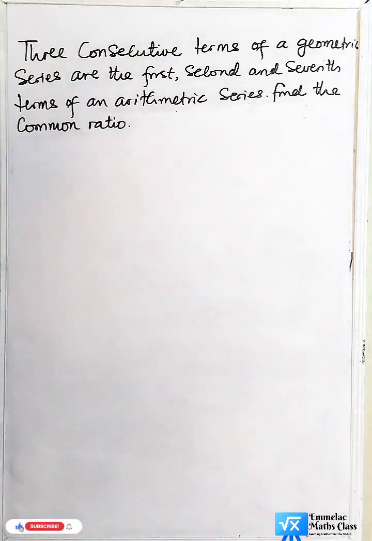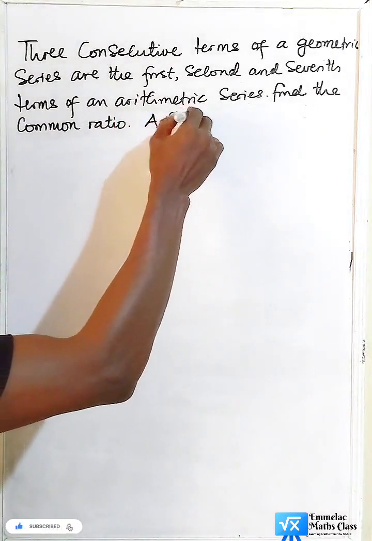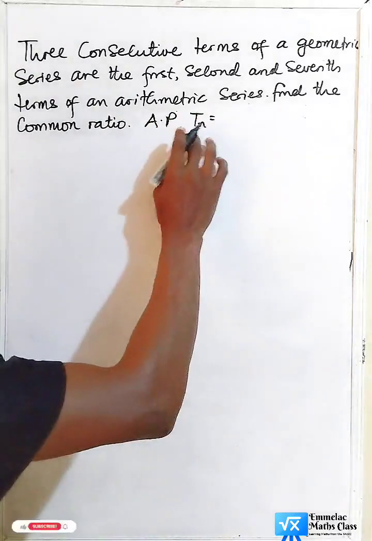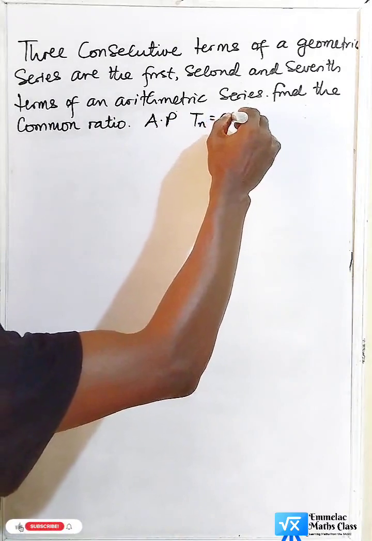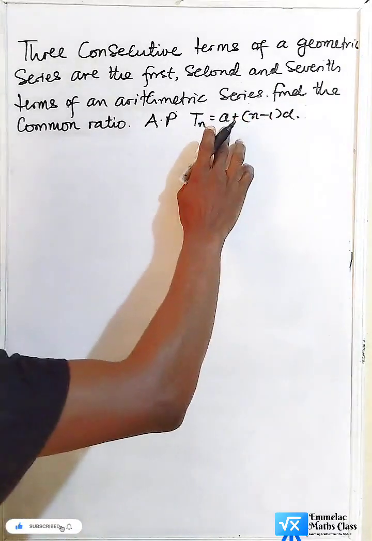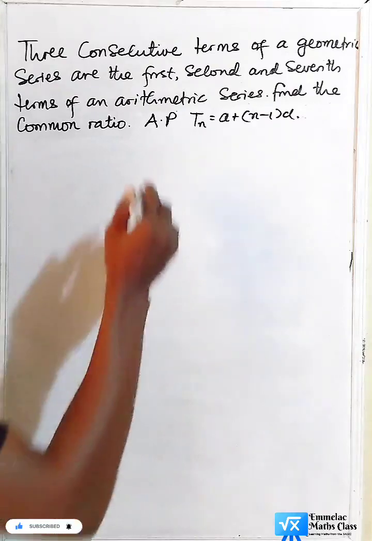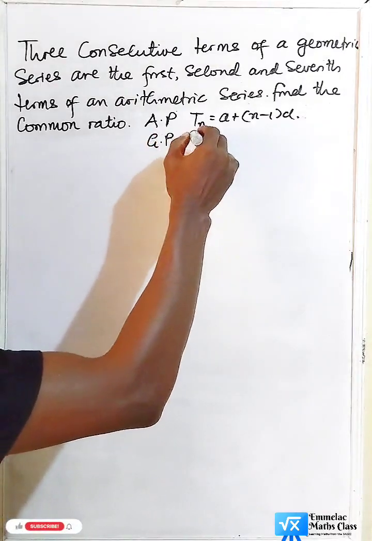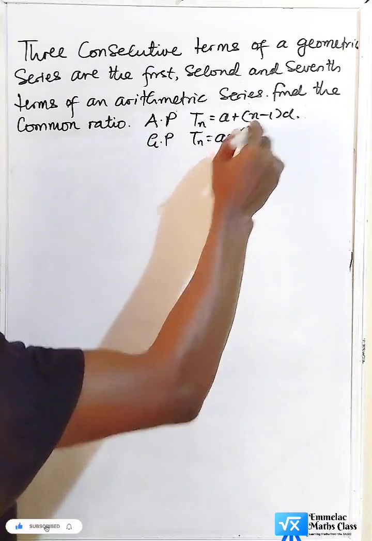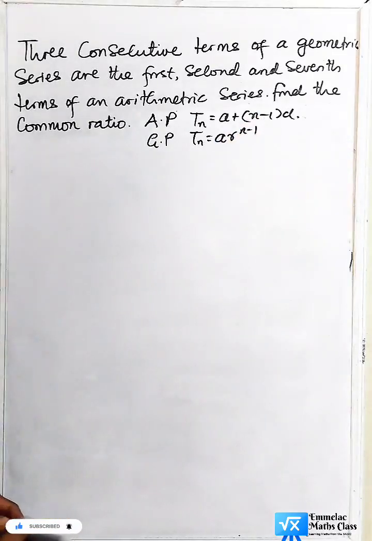Now let us recall that for an AP, the general equation is given as a plus (n minus 1)d, where a is the first term, n is the number of terms, and d is the common difference. And for GP, we have that Tn equals a r raised to the power of n minus 1, where r is the common ratio.